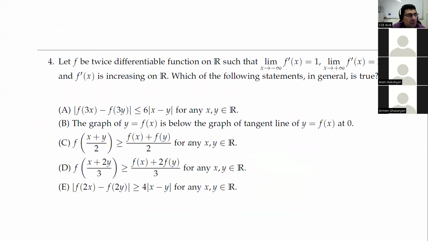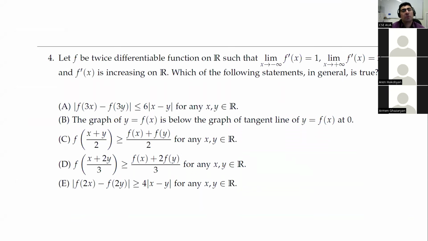Function f is differentiable. At minus infinity, the derivative tends to 1. At plus infinity, the derivative tends to 2. F prime is increasing. Which of the following statements is true? Okay.